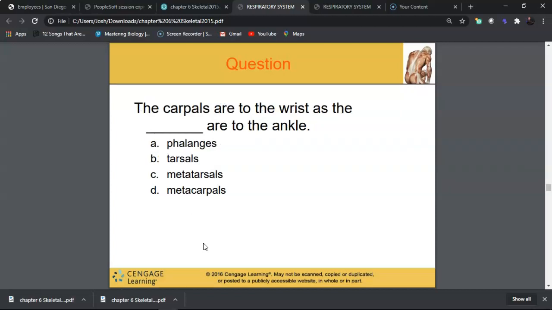And the carpals are to the wrist as the blank are to the ankle. So the carpals have the same counterpart in the feet, the tarsals. Those are the wrist and ankle bones.